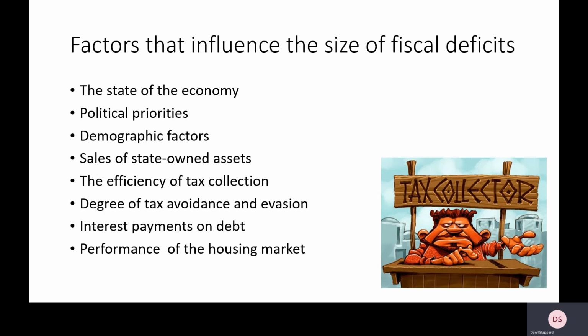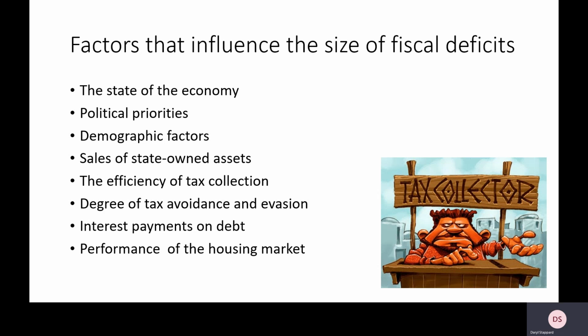The next two I'm going to lump together, how efficient the tax system is, how much tax avoidance and evasion takes place. If we've got a system where it's very difficult to actually get hold of people's tax money, or if people are finding really, really clever ways of avoiding or evading paying their tax, then that would mean that the tax revenue will be lower for the government, and that would clearly increase the size of fiscal deficits.